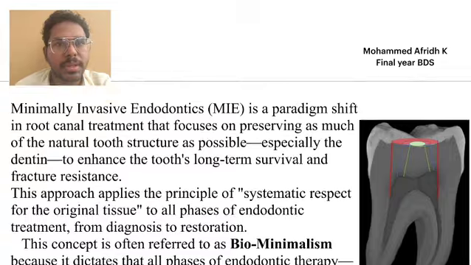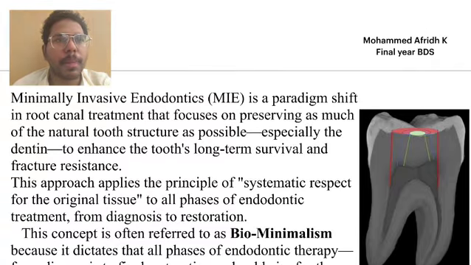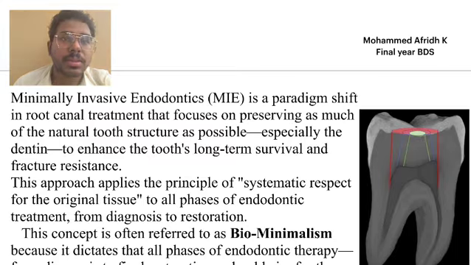Basically, minimally invasive endodontics is a paradigm shift in root canal treatment that focuses on preserving as much natural tooth structure as possible, especially the dentin, to enhance the tooth's longevity, long-term survival and fracture resistance.